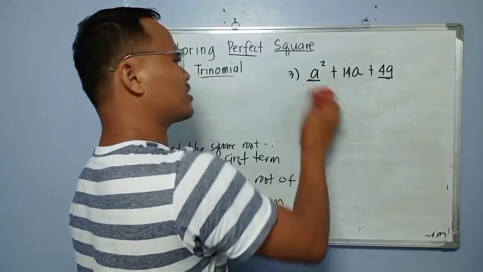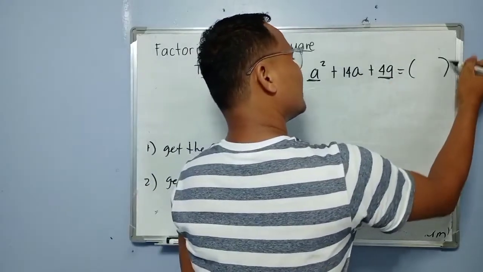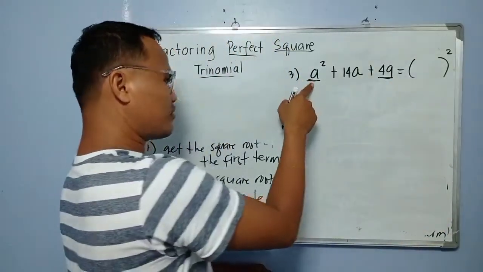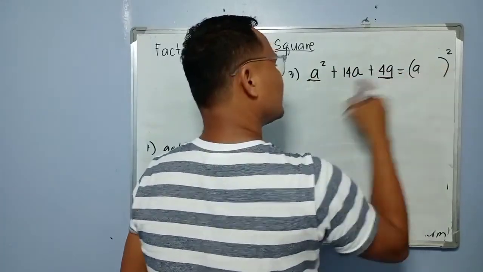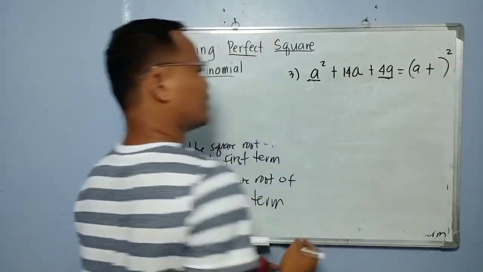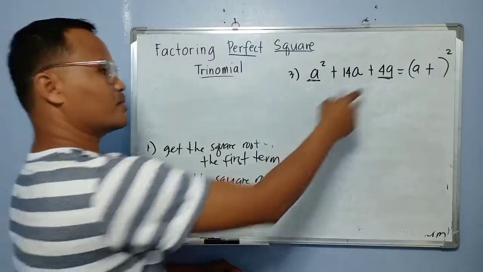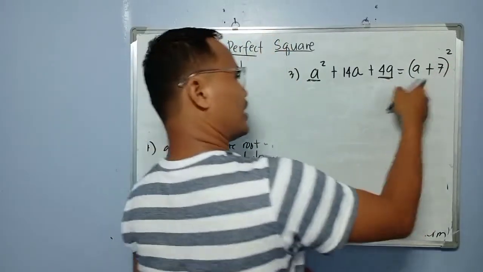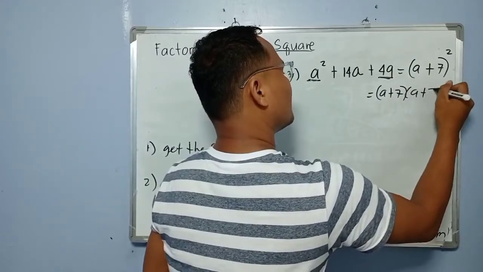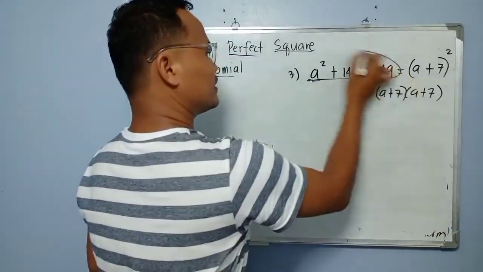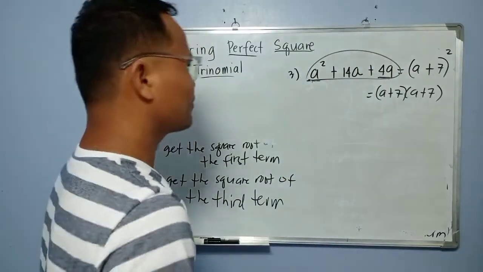And if this is a perfect square trinomial, it is very easy to factor out. Just create a square of binomial here. Get the square root of the first term: the square root of a squared is a. The operation is plus. Then get the square root of the third term: the square root of 49 is 7. We can rewrite this as a plus 7 times a plus 7. So the factors of this one are a plus 7 times a plus 7.